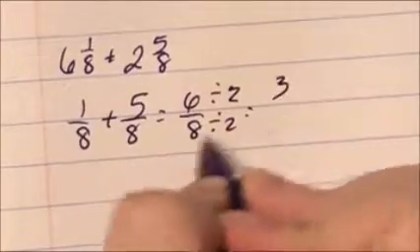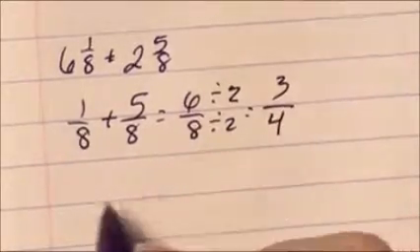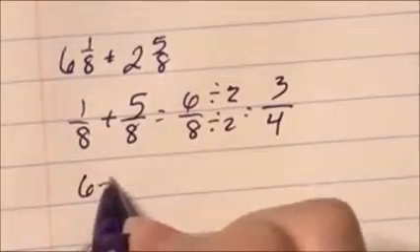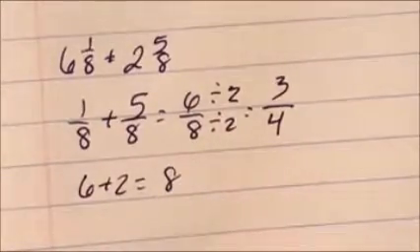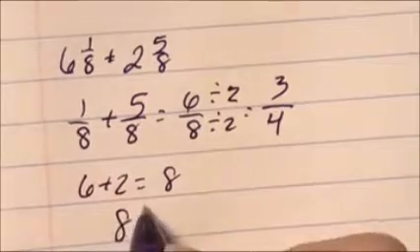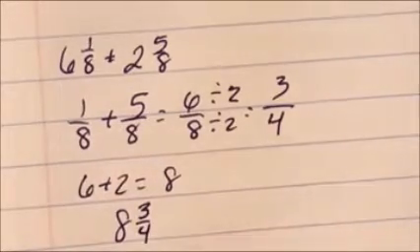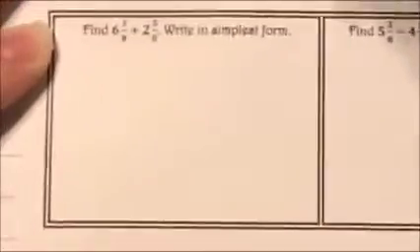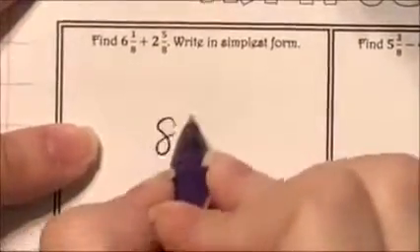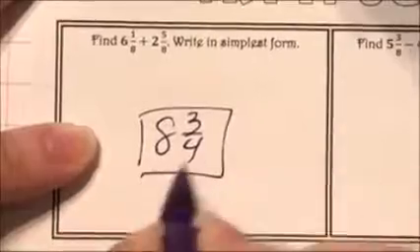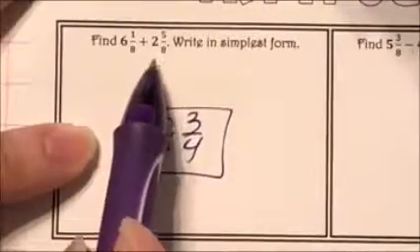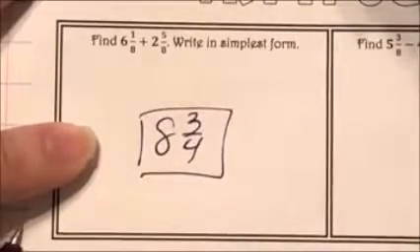6 divided by 2 is 3. 8 divided by 2 is 4. Then I add my whole numbers. 6 plus 2 is 8. So my final answer is 8 3/4. So when I add 6 1/8 plus 2 5/8, I get 8 3/4.